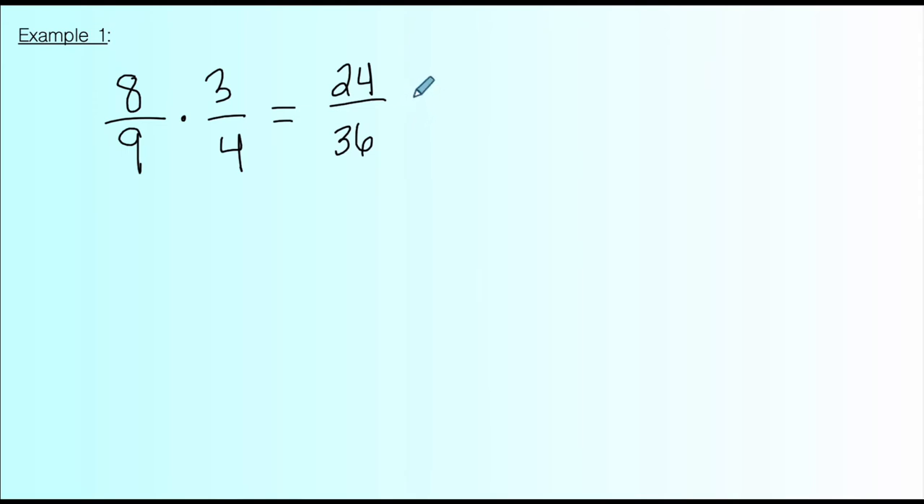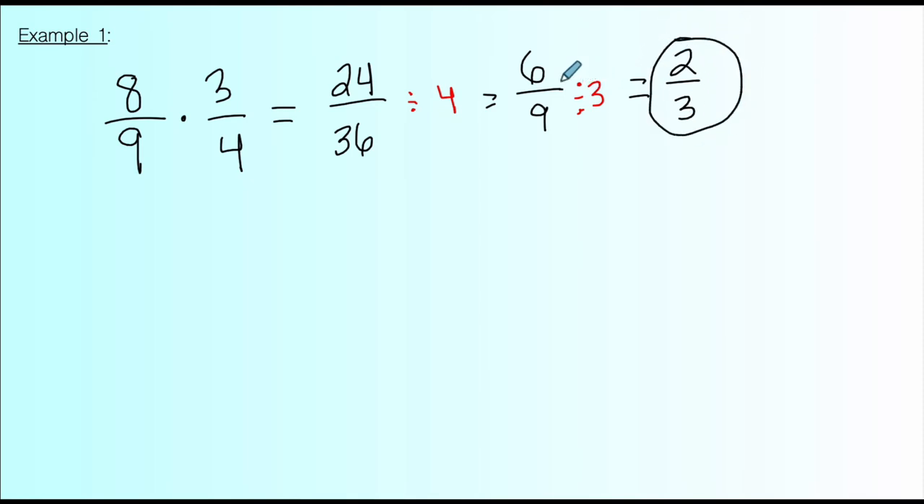And you can simplify this by asking yourself, what number can go into both 24 and 36? There's a bunch of answers. It doesn't matter which you choose. You might be able to simplify it in one step if you pick a number big enough. It might take more than one step, and that's okay. I'm going to say, let's divide both of these by, they both share a common factor of 4. 24 divided by 4 is 6. 36 divided by 4 is 9. And 6/9, both of those numbers can be divided by 3. And that's going to get you a final answer. 6 divided by 3 is 2. And 9 divided by 3 is 3, 2/3. So 8/9 times 3/4, in simplest form, the product is 2/3.